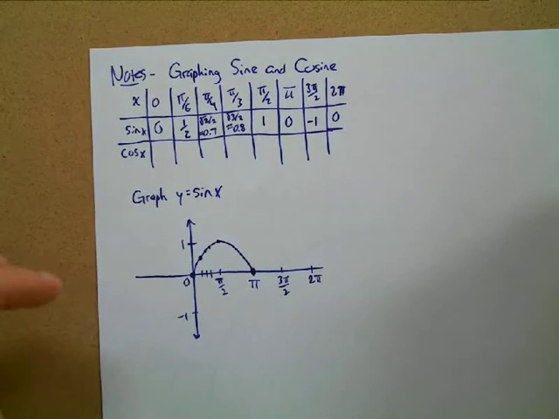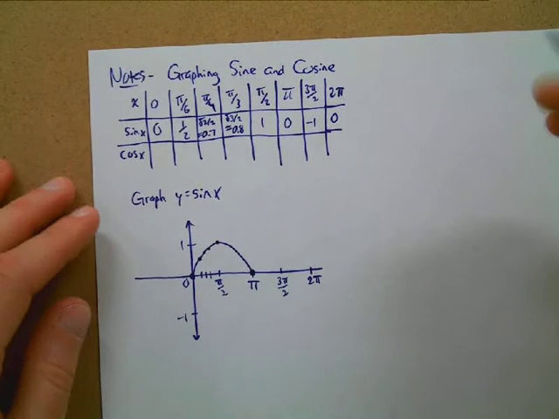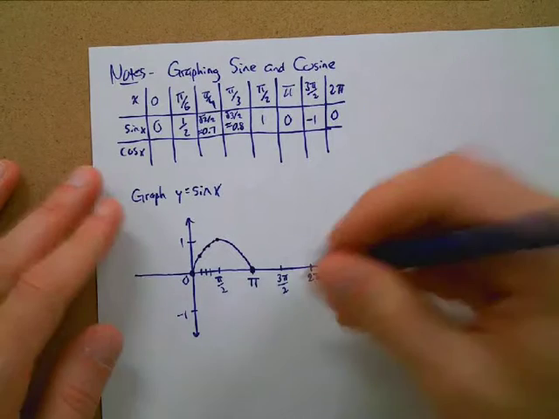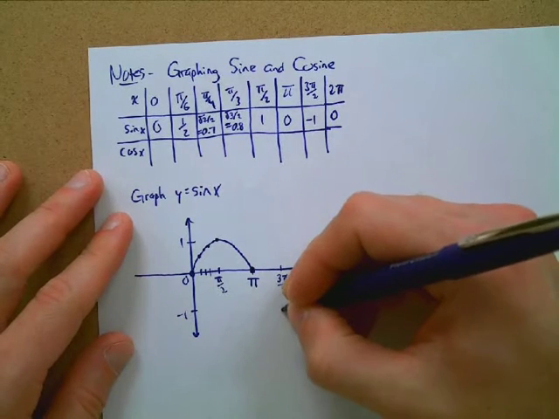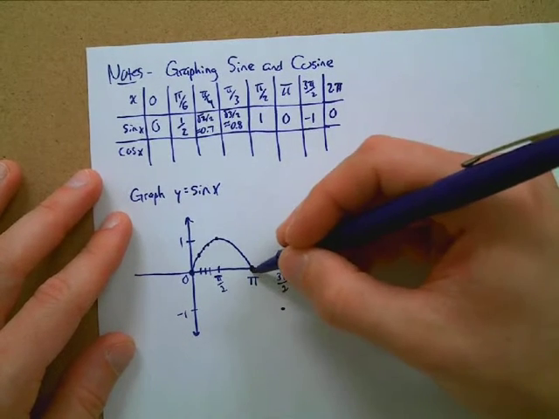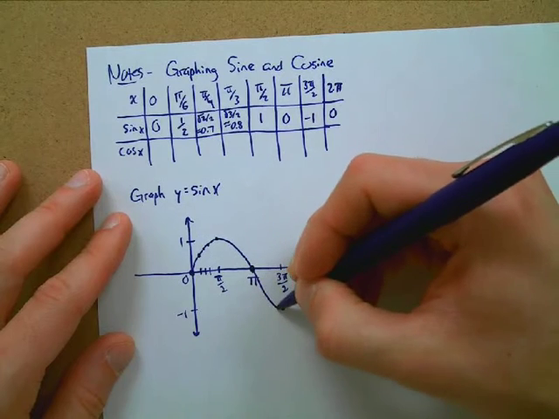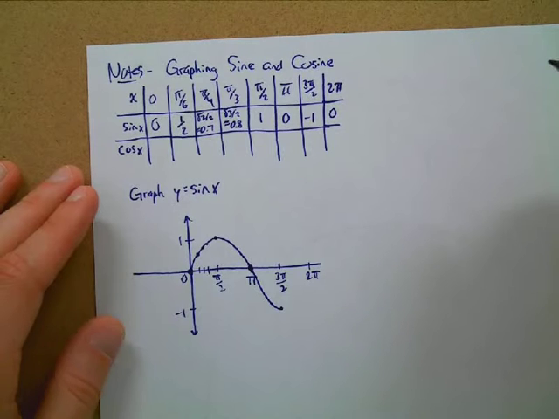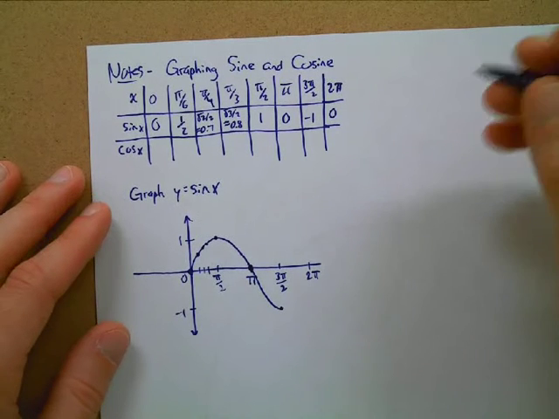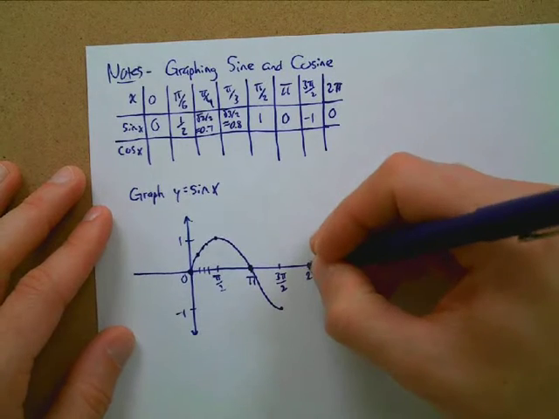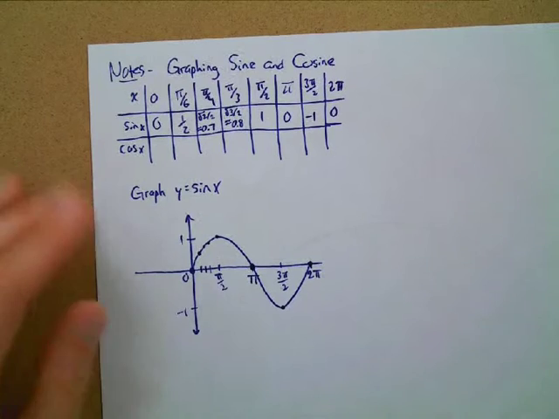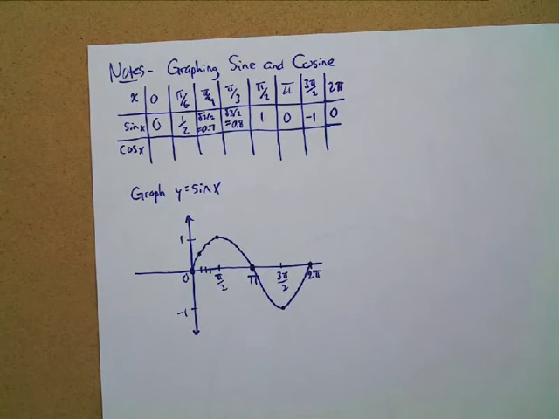Okay. And then at 3 pi over 2, what's our y value at 3 pi over 2? -1. So at 3 pi over 2, I should be down here at -1. And so we'll just kind of continue to connect that. And then at 2 pi, what's our y value? 0. So we go back to the x-axis here. Okay. And there's our curve.